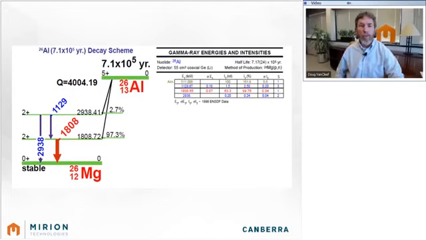To introduce the topic of gamma ray spectrum artifacts, I'm going to use this very convenient aluminum-26 decay scheme, which all by itself gives lots of spectrum features to discuss. But before we proceed to the spectrum view, please note that aluminum-26 decays by positron emission, followed by gamma ray emission to the ground state of magnesium-26.